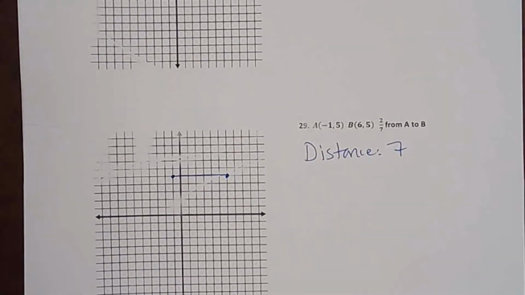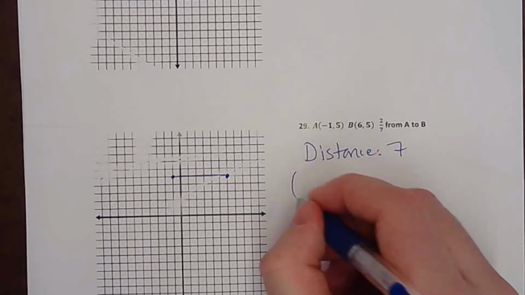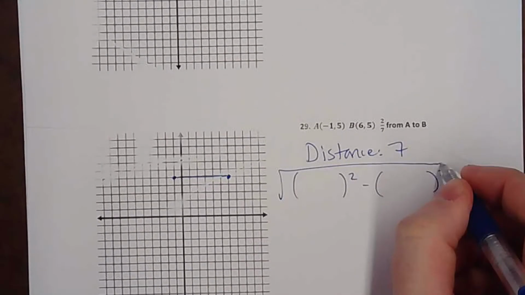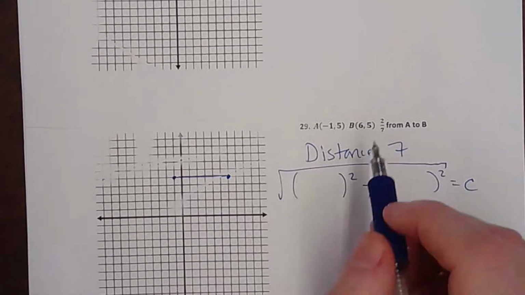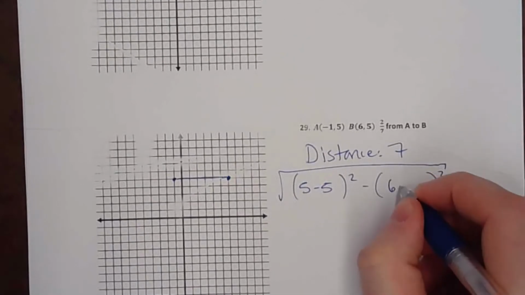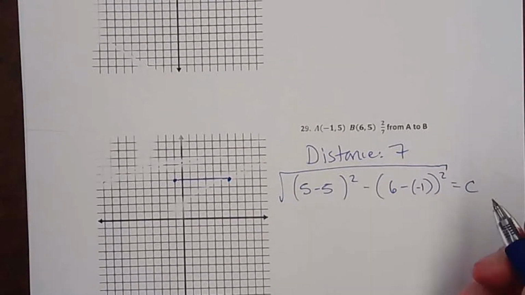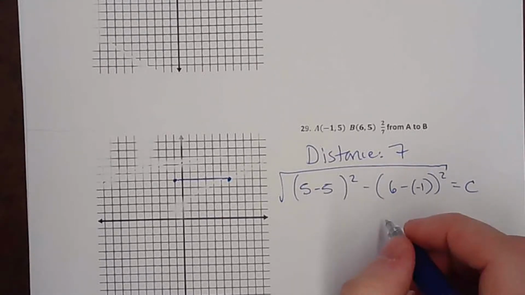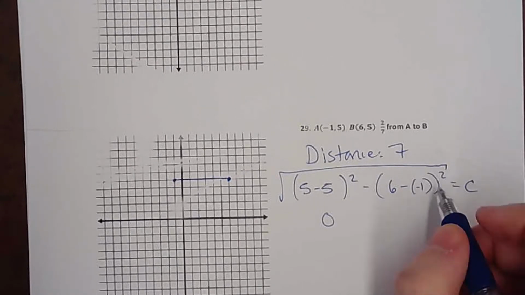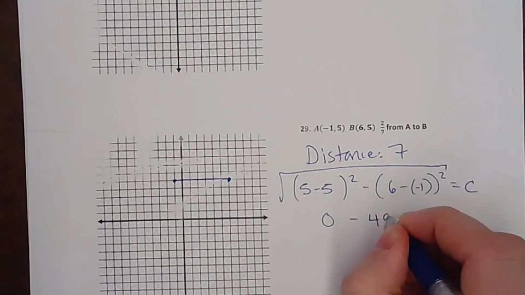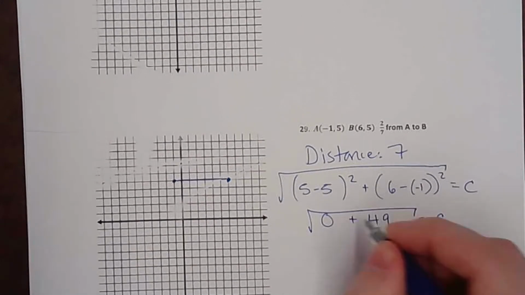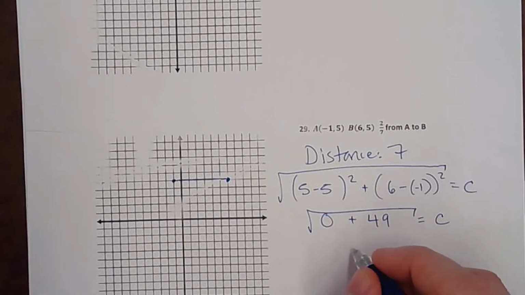Could I back that up with the formula? Yeah, I could. X's minus x's, well, that's 5 minus 5. Y is 6 minus negative 1. Well, 5 minus 5 is 0, so that's just 0 squared, which is nothing. And then we have 6 minus negative 1. Well, that's 7. Squared is 49. So we have 0 plus 49, and then we have root 49.